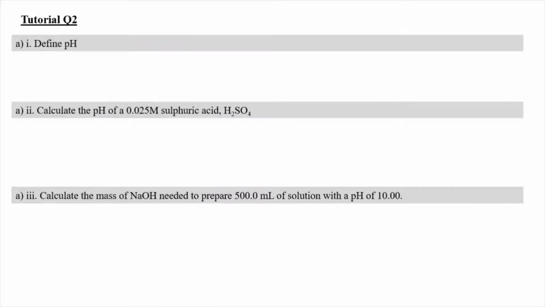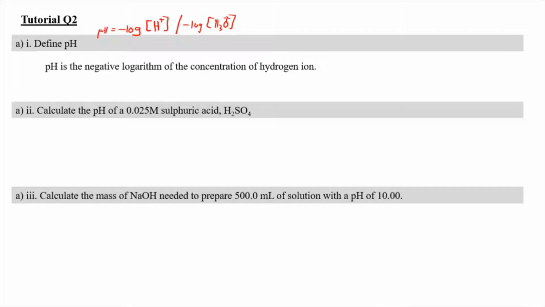For tutorial question 2, we need to define pH. So pH is basically a negative logarithm, which is negative log of the concentration of H plus or the negative log of the H3O plus, which is the hydronium ion. So in order to write the definition, we're going to write it in terms of a full sentence, in which the pH is the negative logarithm of the concentration of the hydrogen ion or the hydronium ion. And it can also be written as pH equals negative log H plus, which is the formula.